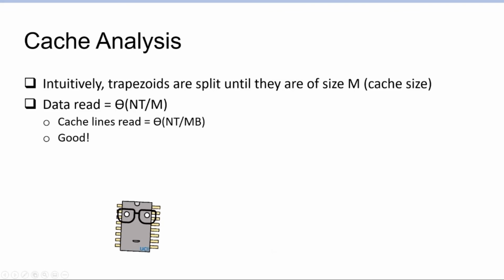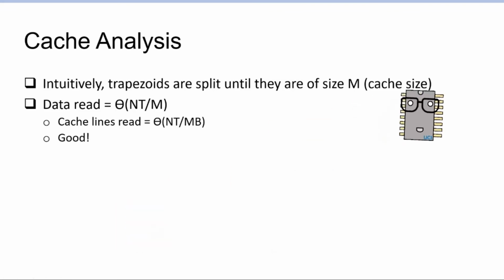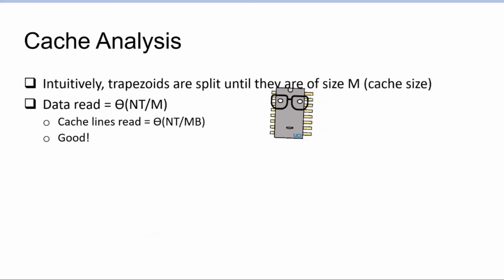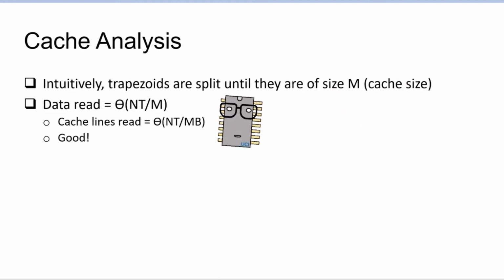Intuitively, trapezoids are split until they are of size n, cache size. And the total data reads that we have to do would be n multiplied by time divided by m. And this is a pretty good cache effect to have. This is pretty much the optimal way to do cache effects. And that's good. Compared to just doing linear computation, the performance difference is again night and day.